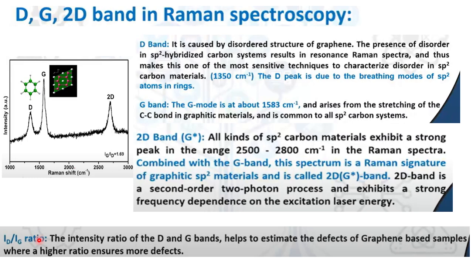D band and G band. More defect. Higher, higher. Yes, here less than one.